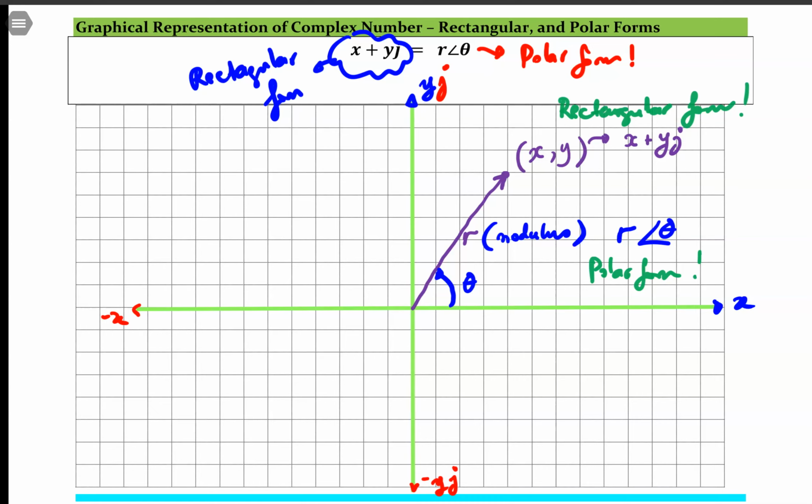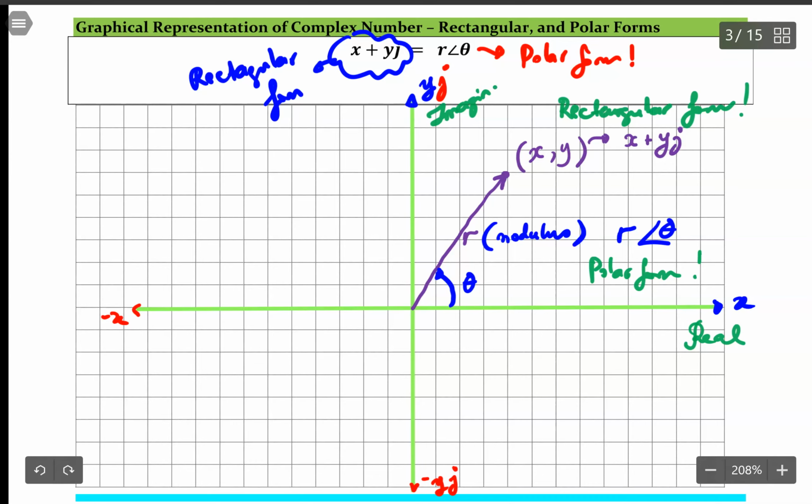Okay, so x is the value on this x-axis, and I call this the real value. And y attached with the j is on the j part of this complex plane and is called the imaginary part. So we can call this one imaginary, and this one, x, is real. So for rectangular form, you will have the real part and the imaginary part. So this one is the real part of this complex number, and the one attached with the j is called the imaginary part.